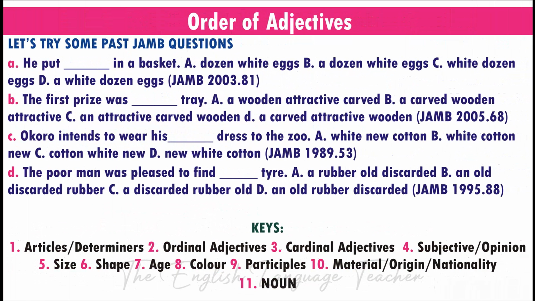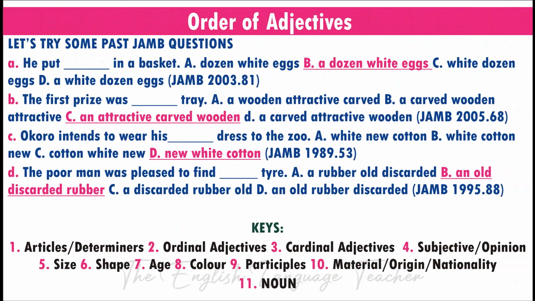Okay, so let's try some past JAMB questions. I've put these questions here and I've added the year and the number of those questions. They are based on the order of adjectives. What I'm going to do here is just pause the video, then try each of these questions following the keys provided at the bottom of the page. Pause it, take your time, then we see the answer on the next screen.